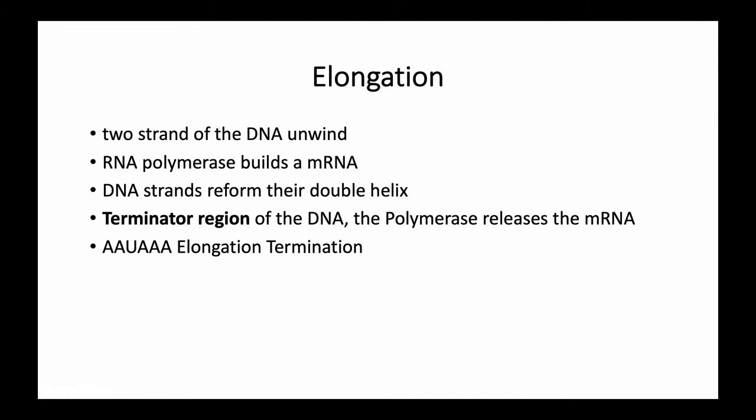This will continue on. The polymerase will continue to read and build the transcript until it gets to the last part, the terminator region. When the polymerase transcribes this terminator region of the DNA, the polymerase ends up being released from the mRNA. And that transcribed termination sequence on the mRNA is AAUAAA. Elongation, termination. So this is what elongation is.